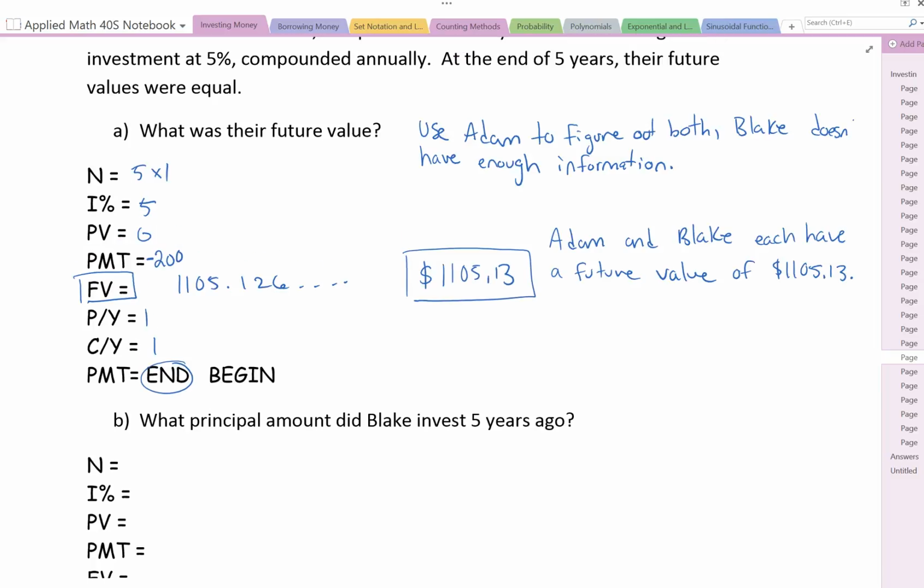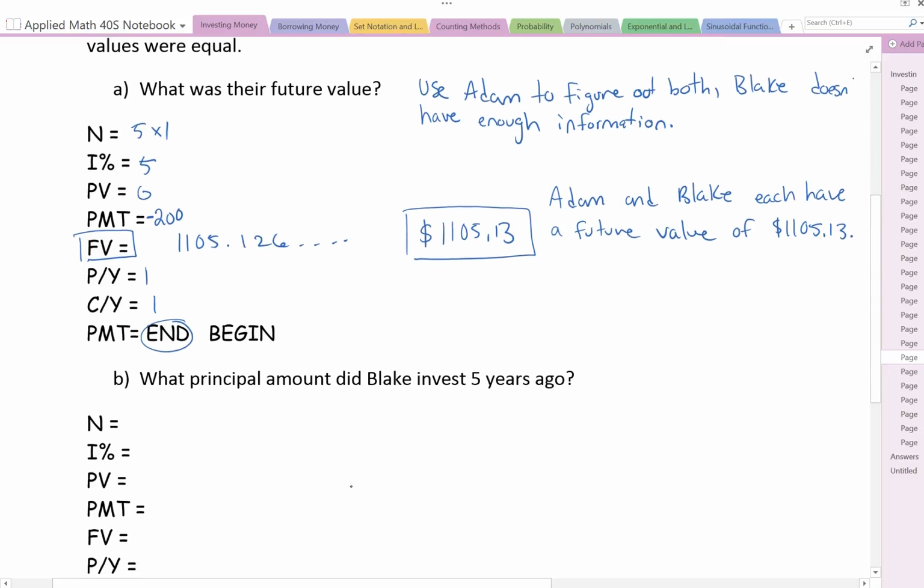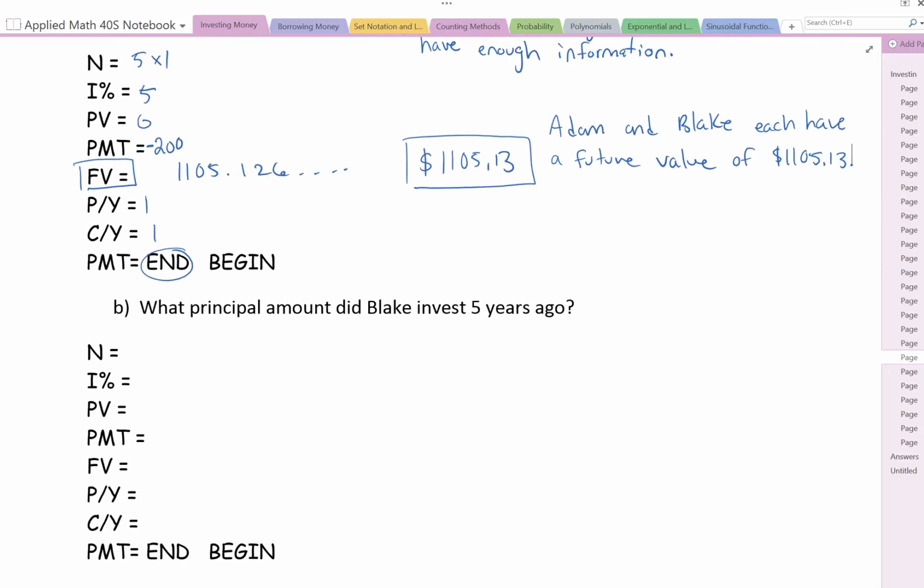By finding the future value for Adam, we're actually also finding the future value for Blake. There's not enough information given in the question to figure out part B if we don't use the information from Adam in order to figure that out. So for B, it says, what principal amount did Blake invest 5 years ago?